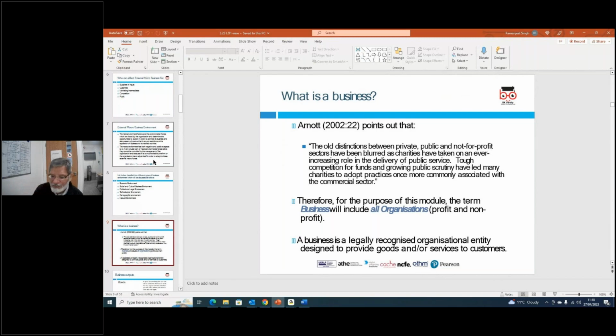To me, for example, a business is a legal entity, a legal body, which provides goods and services to customers with a view to make a profit. However, profit is not always the motive, but it provides goods and services. So that can be one aspect of looking at a business. Another aspect is that it includes all organizations, whether they are making profit or not, but they provide goods and services to the general public and so on.